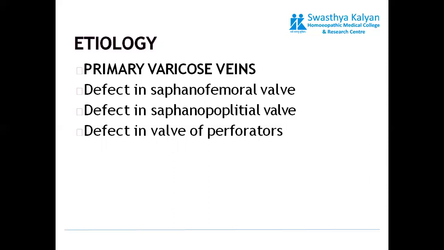into the etiology of varicose vein, where we have classified the first category as the primary varicose vein. The development of primary varicose vein can be a result of a defect in the saphenofemoral valve, saphenopopliteal valve, or any defect in the valves of the perforators.